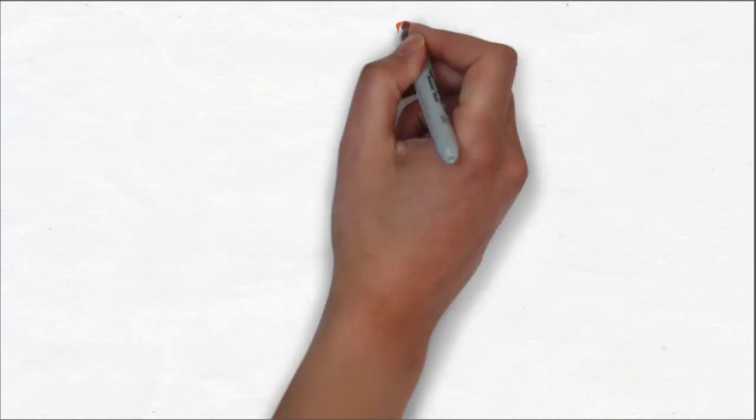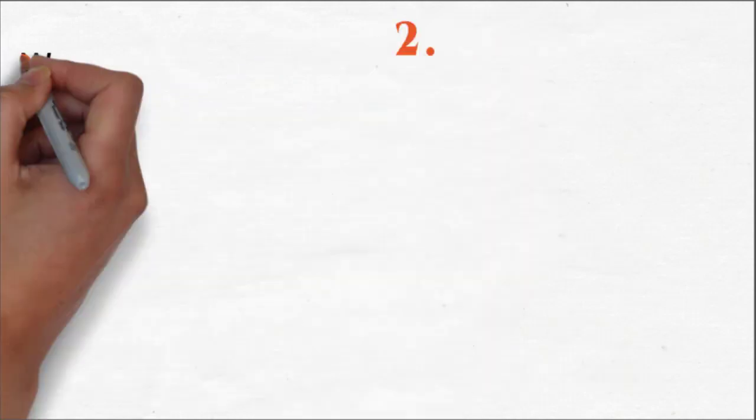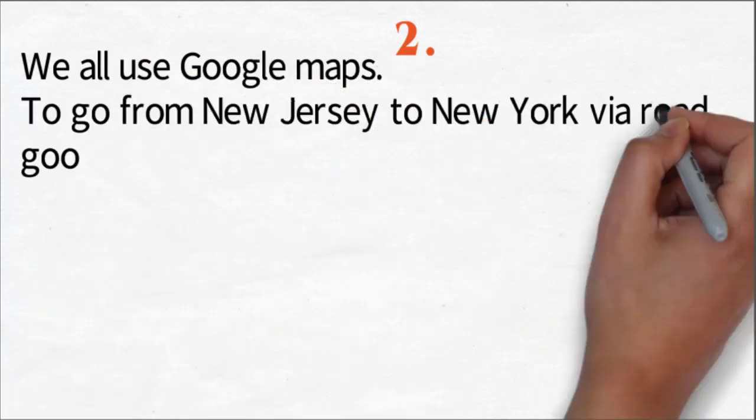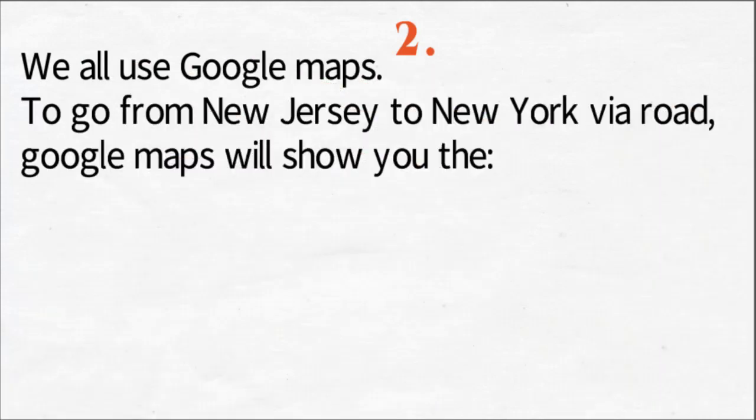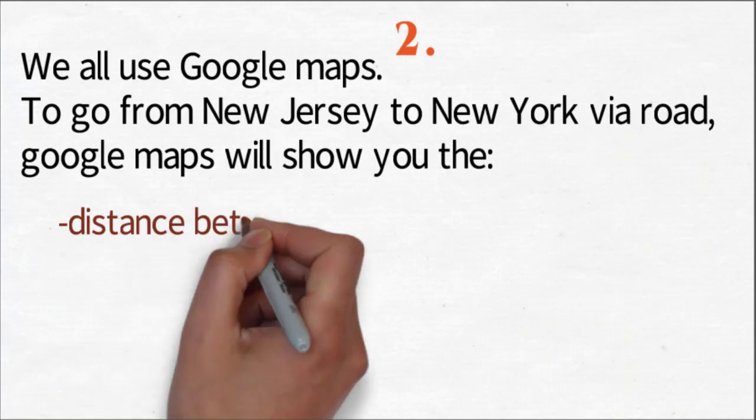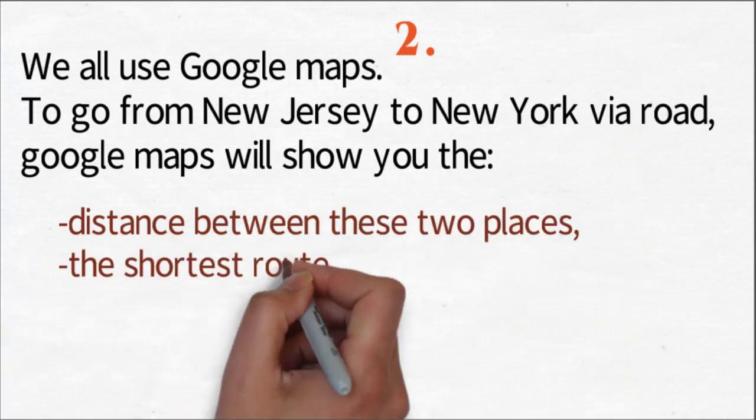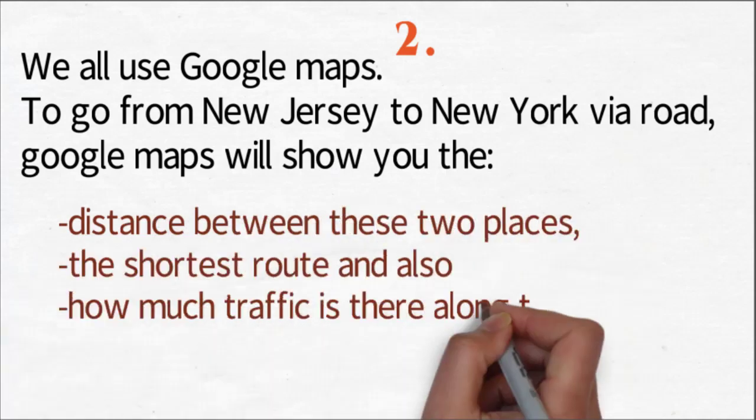Next, you also must have used Google Maps. If you want to go from New Jersey to New York by road, Google Maps will show you the distance between these two places, the shortest route, and also how much traffic is there along the road.